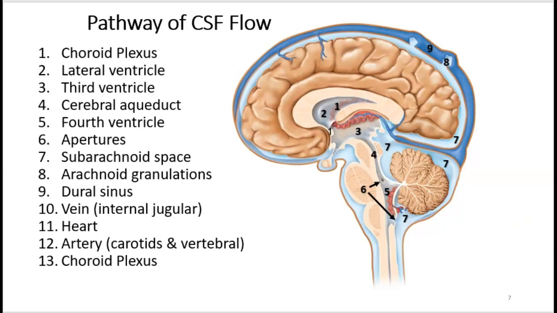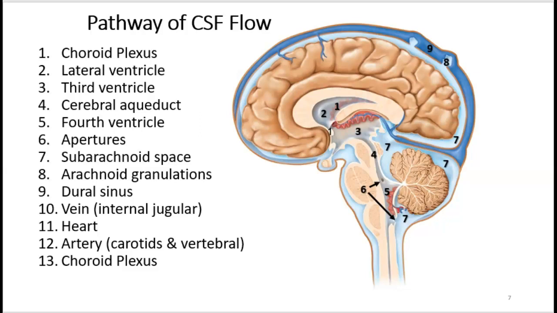So the pathway of cerebrospinal fluid flow starts at the choroid plexus. Once the CSF has been produced in a ventricle, it flows inferiorly to the next ventricle. From the lateral ventricle, CSF would flow to the third ventricle, then to the cerebral aqueduct, and then the fourth ventricle. Any CSF that's produced in the third ventricle would continue to flow inferiorly and go directly to the cerebral aqueduct and then the fourth ventricle.